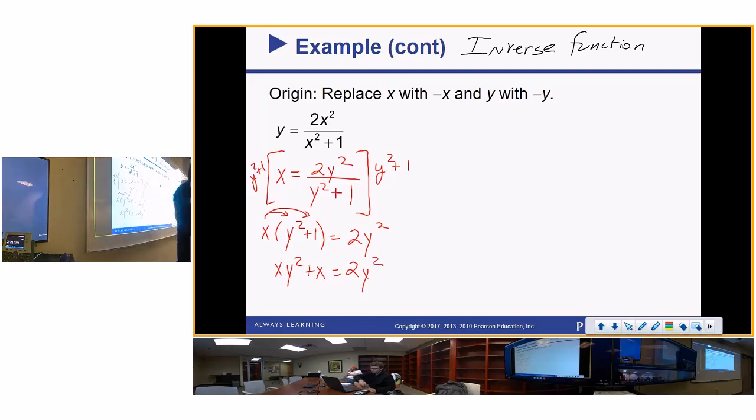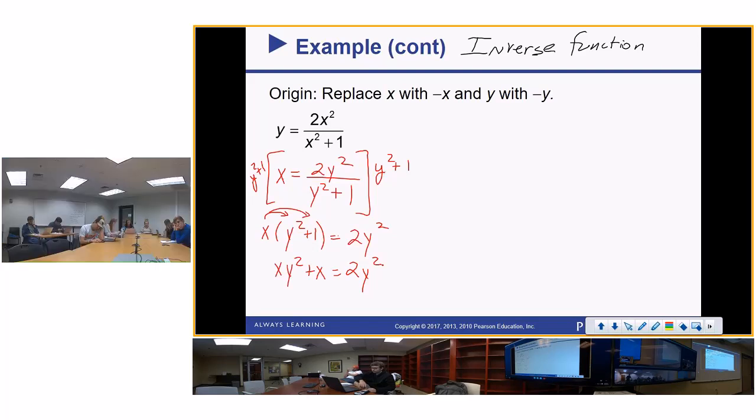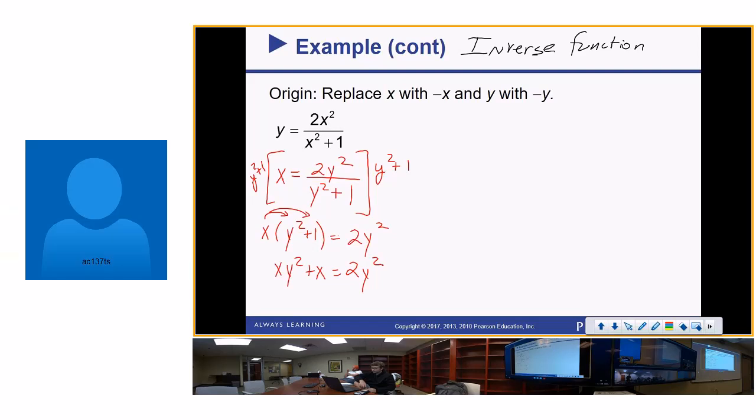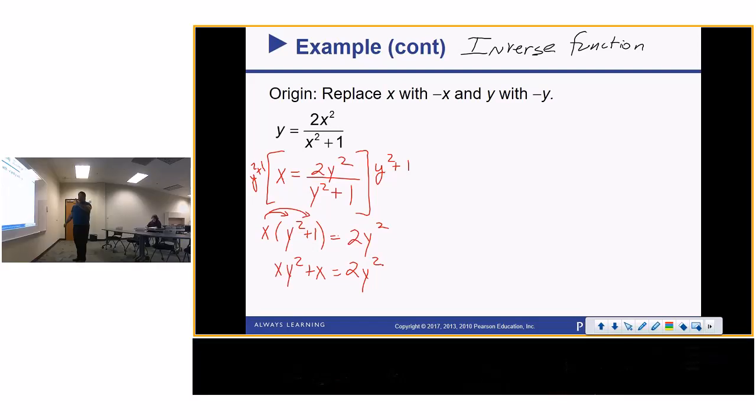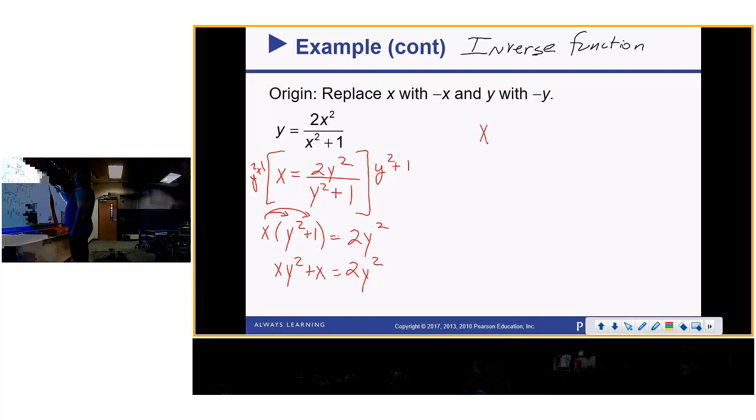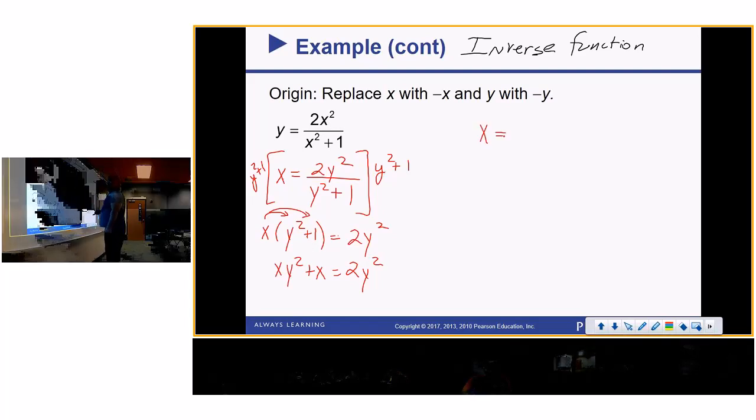Now get the x's on one side and the y's on the other side. Well, we're going to do that. We got to get all the y's on one side. We got to move that xy squared over here. So x is equal to 2y squared minus xy squared. Now what?